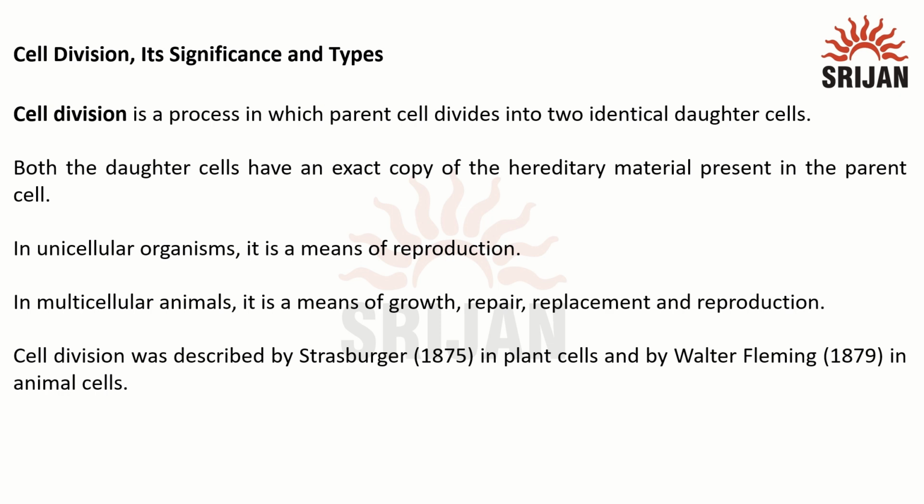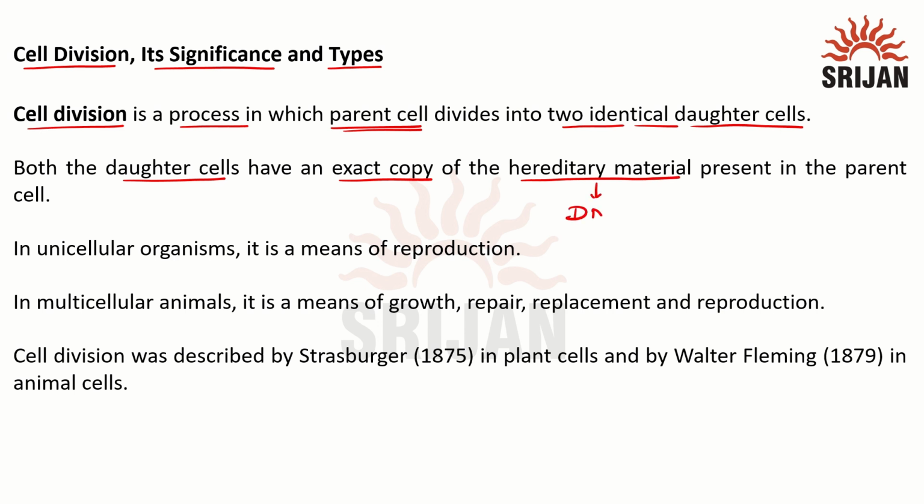In this video, we will learn about cell division, its significance and types. So cell division, as the name says, is a process by which a parental cell divides to produce two identical daughter cells. Now both the daughter cells have the exact copy of hereditary material, that is the DNA, present in the parent cell. So there will be no difference or very minimalistic differences.